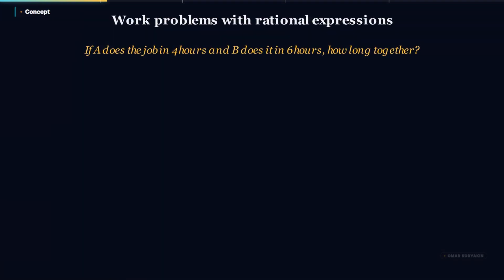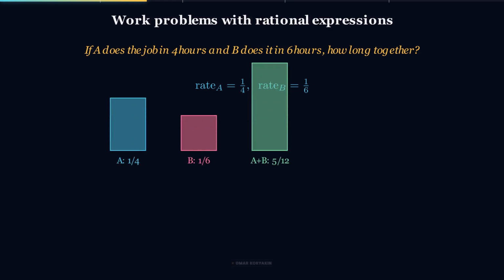If A finishes a job alone in 4 hours and B in 6 hours, how long does it take them to do it together? The bar chart on the right shows what happens with rates. A's rate is 1/4 of the job per hour. B's rate is 1/6 of the job per hour. Working together, the rates simply add. The combined rate is 1/4 plus 1/6, which equals 5/12 of the job per hour. The bars stack visually. A's bar plus B's bar reaches the height of the combined bar.